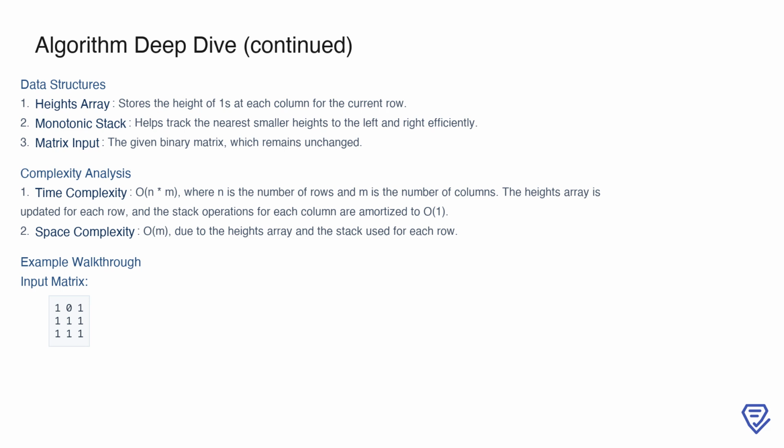Analyzing the complexity of this approach, the time complexity is O(n*m), where n is the number of rows and m is the number of columns. This is because the heights array is updated for each row, and the stack operations for each column are amortized to O(1). The space complexity is O(m), which accounts for the heights array and the stack used to process each row. Let's now walk through the example matrix to see this algorithm in action.